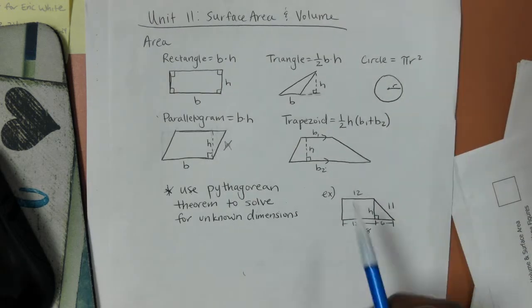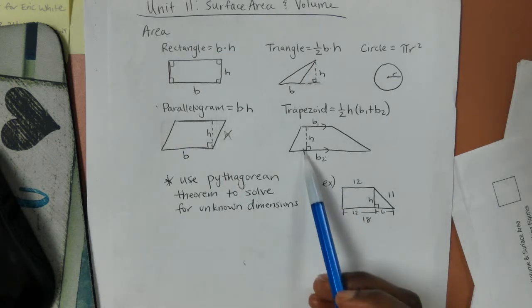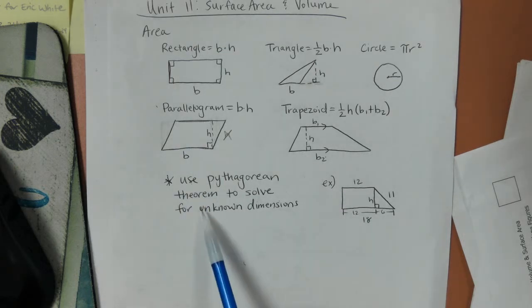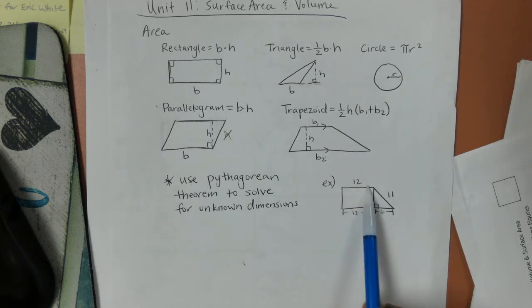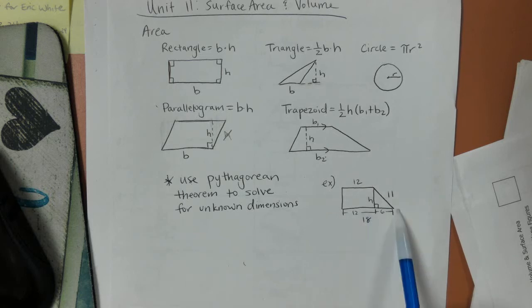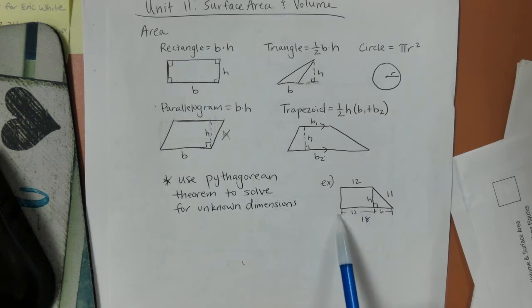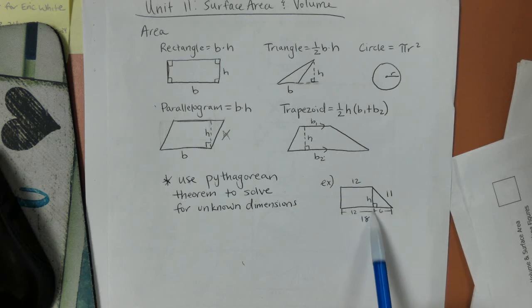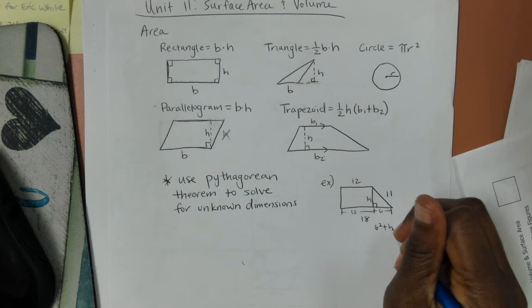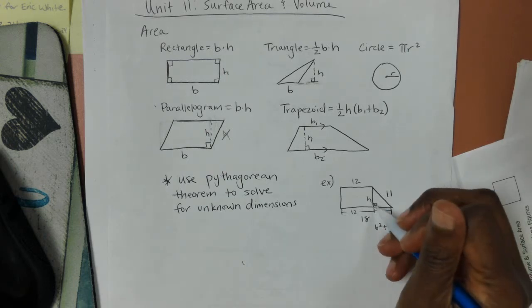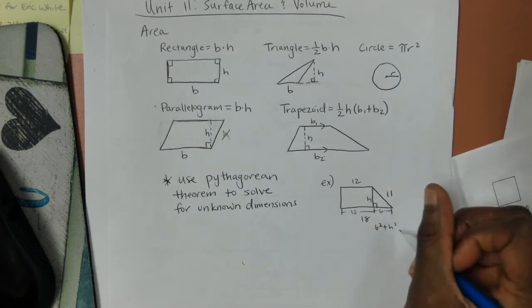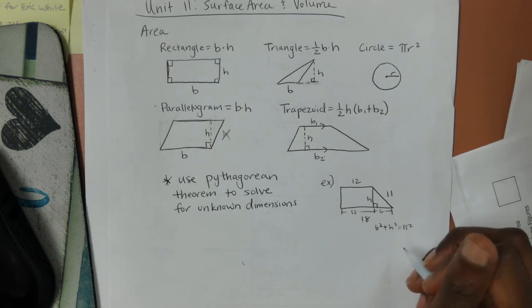And then if you're not given one of the dimensions, maybe you're not given the height or you're not given the base, you might have to use Pythagorean theorem to solve for an unknown dimension. So for instance, on this problem, if they just gave you the bases, 18 and 12, and then this slanted side is 11, you would have to recognize that the 12 of the units is up to here, so this would be 18 minus 12, so this would be 6 here, and then you would do a squared plus b squared. Remember, a and b are your two sides that are legs of the right triangle, equals c squared, and you would solve for h.